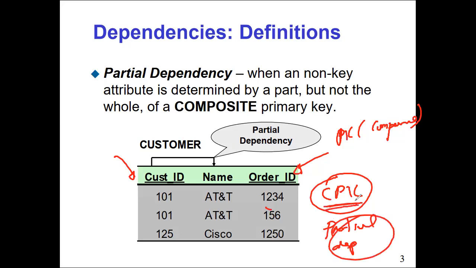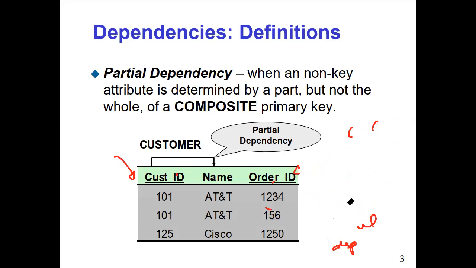If you have a single primary key, you don't have any option to talk about partial dependency. But if you have a composed primary key, then only will you find this partial dependency case. Now you can see here, if you take the customer ID, name, order ID, the name, you can see the name depends on customer ID, but not on the order ID. So that is why we are calling this partial dependency.